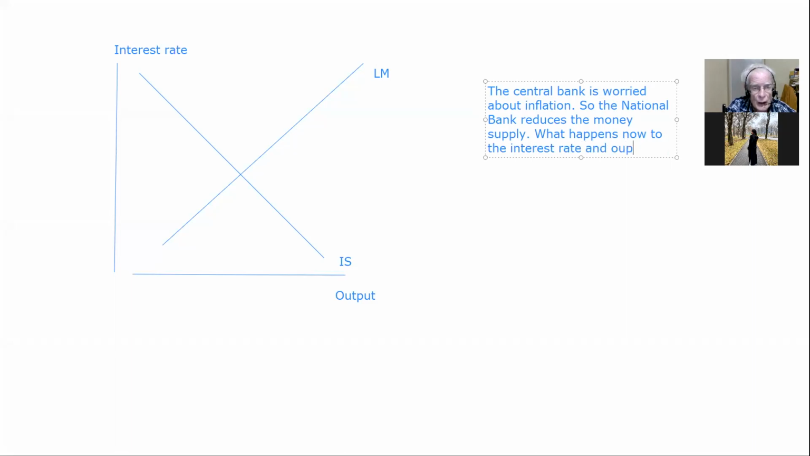If the National Bank reduces the money supply, the LM curve shifts to the left. Good. And output decreases, interest rate increases. So at the new equilibrium, output falls and interest rate rises. Good.